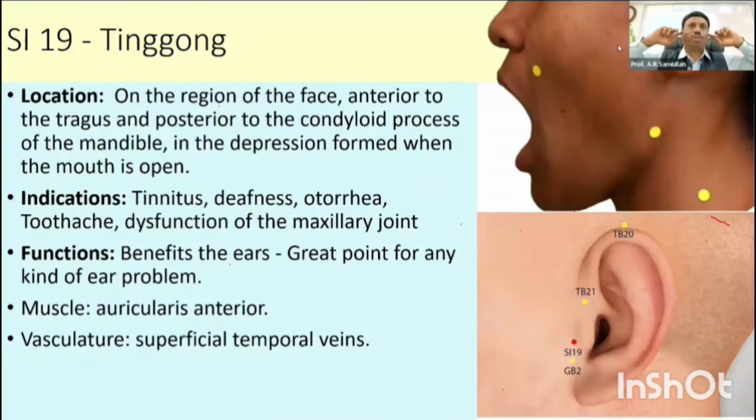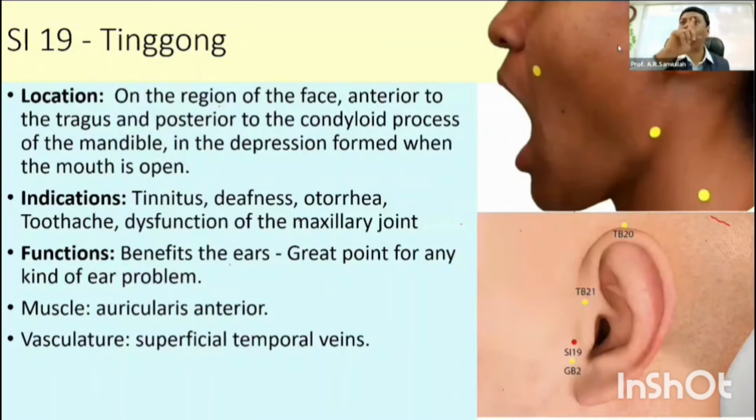You are yawning or opening the mouth. Opening, the condyle of the mandible opens. Once you open, then you insert the needle. Once you apply the needle, they should not immediately close the mouth. Ask them to close the mouth slowly, then that needle is going to settle.